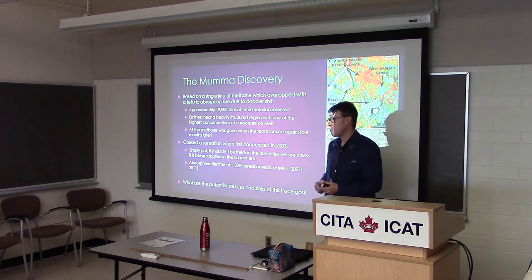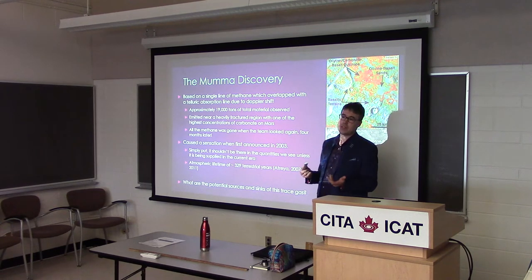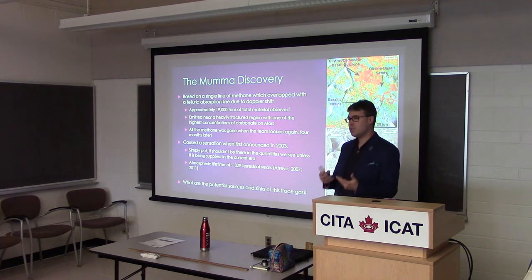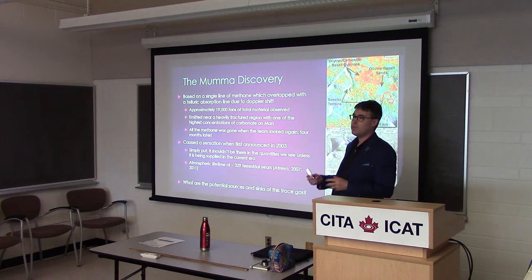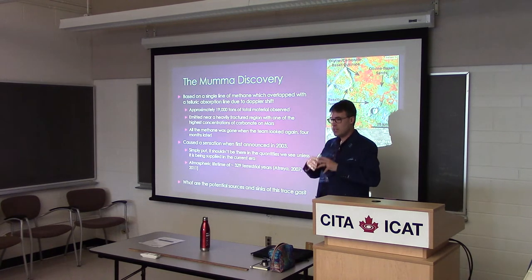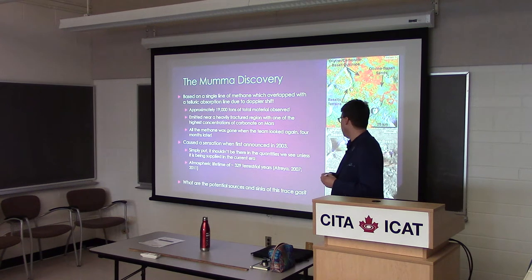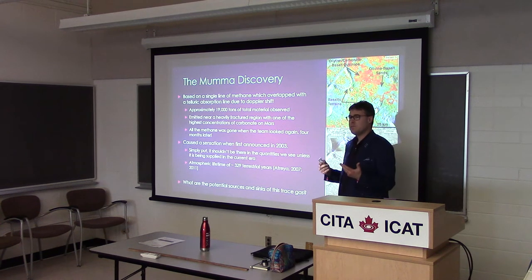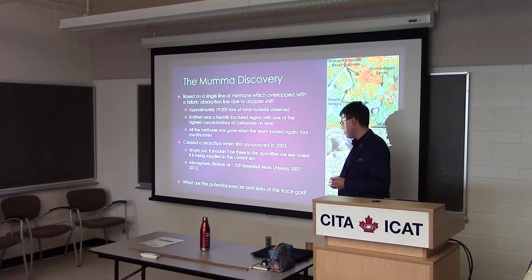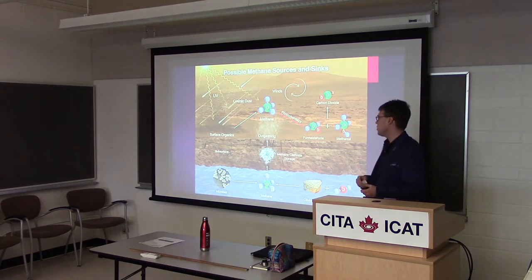The atmospheric lifetime of methane is only about 300 years on current day Mars. So that means we must have had some sort of injection of methane within the past 300 years to see anything at all. And to see it localized suggests that it was happening very quickly and then disappeared really quickly. So where could this methane be coming from? What are the sort of potential sources and sinks of this trace gas?